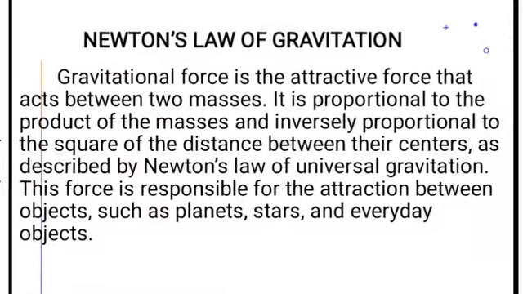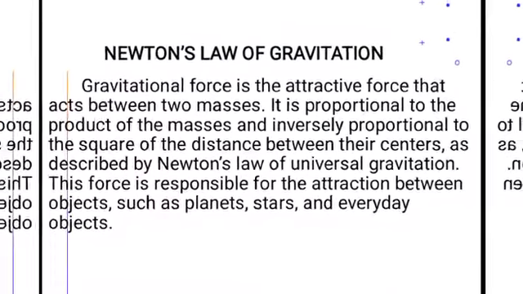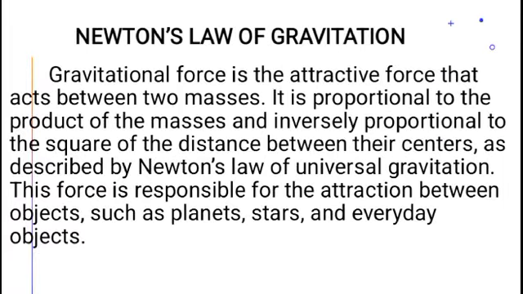This law tells us that every object in the universe attracts every other object with a force called gravity. The size of this force depends on two things: the masses of the objects and the distance between them. If the objects are massive, like the Earth and the Moon, the gravitational force is strong. But if they're far apart, the force becomes weaker.